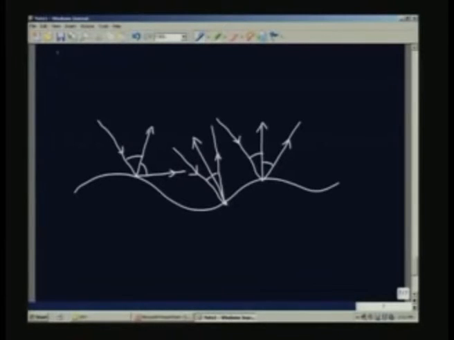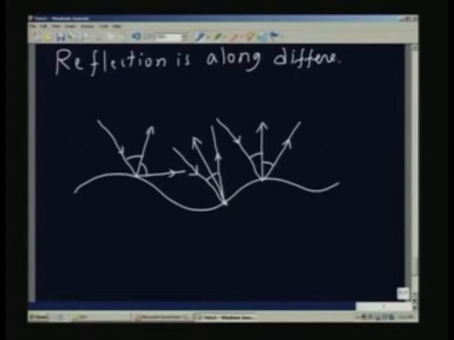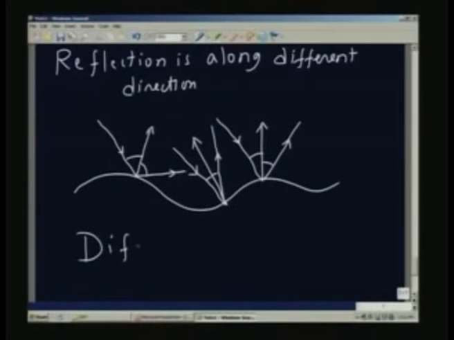So, the reflected direction is along different directions. In principle, if we define a surface as being totally rough engineering wise, then what it means is that the radiation which is reflected will be going in all directions, and therefore, we call such a surface a diffuse reflector.